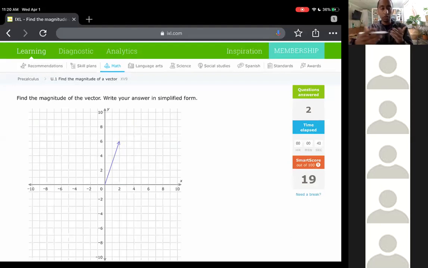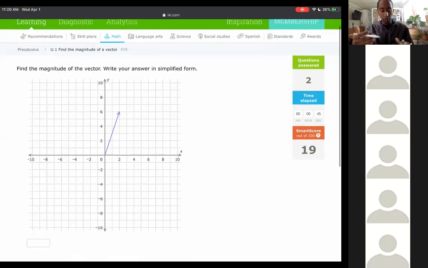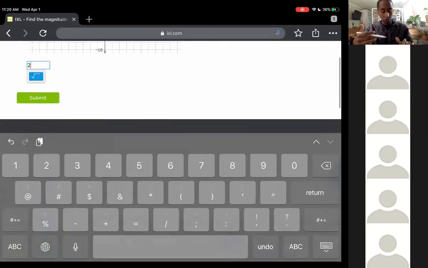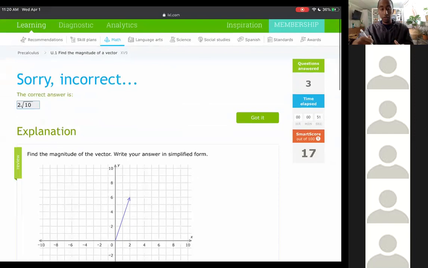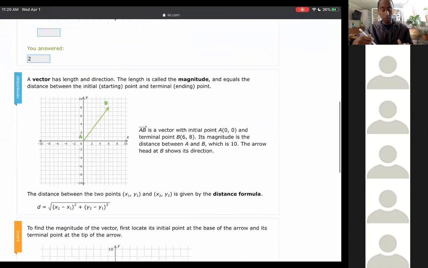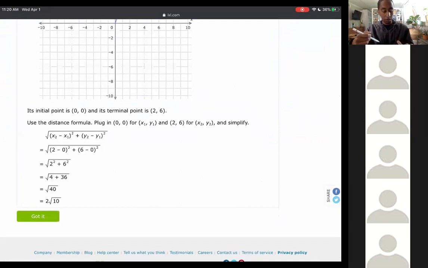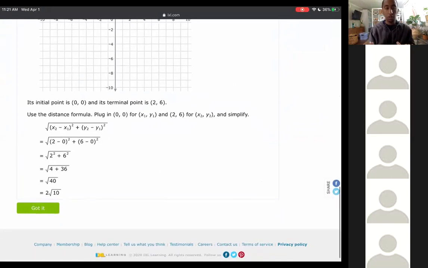You see, it takes you up fast if you get them right. But let's say I get this wrong and I put the answer as 2, then my score will go down slightly, and then it'll give me an explanation as to how to do the problem if I messed up on it. Take note that they do want it in simplified radical form. If you don't put the simplified radical, if it can be simplified, then it will mark it wrong.